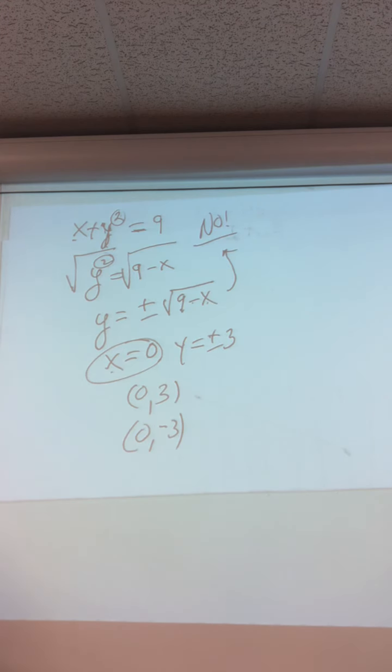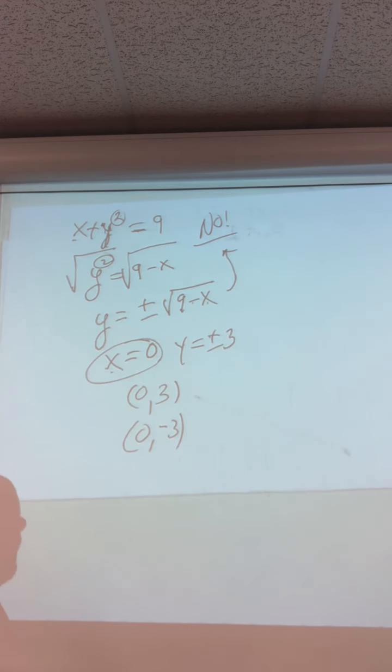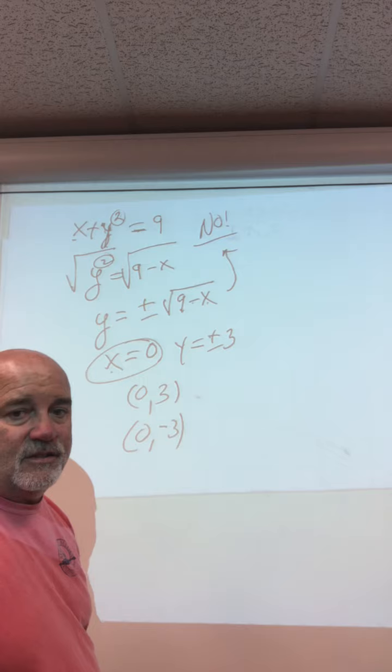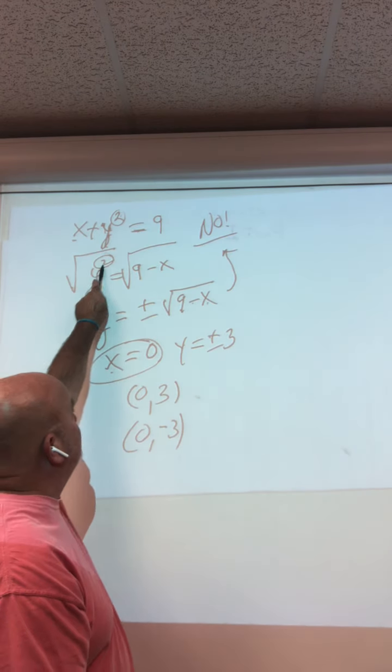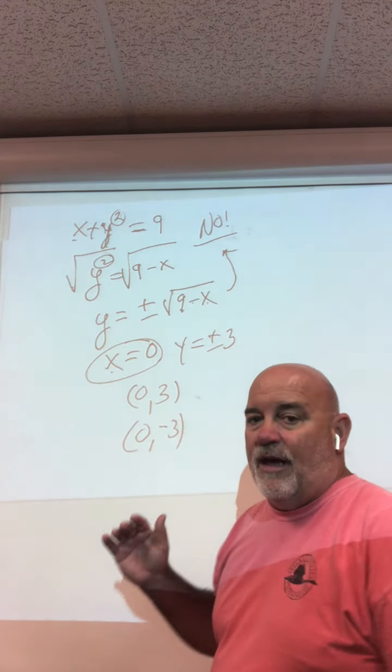So what's happening right here? You have two ordered pairs that have the same first number. What caused that to happen? The plus minus. What caused that to happen? Because the y was squared at the very beginning. Now, you don't have to do all of that work.